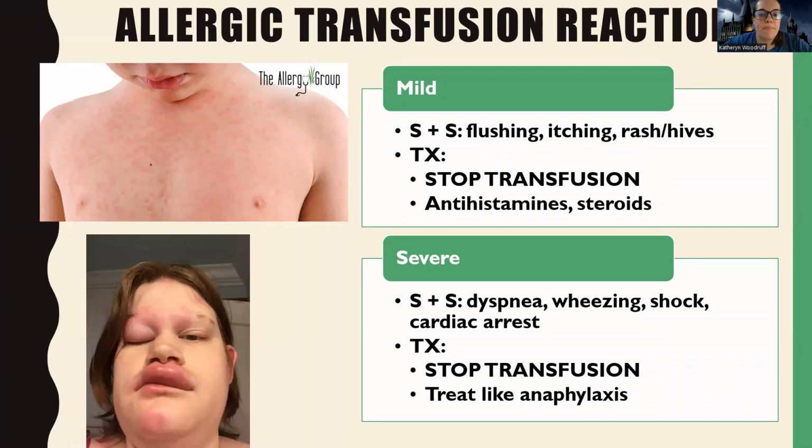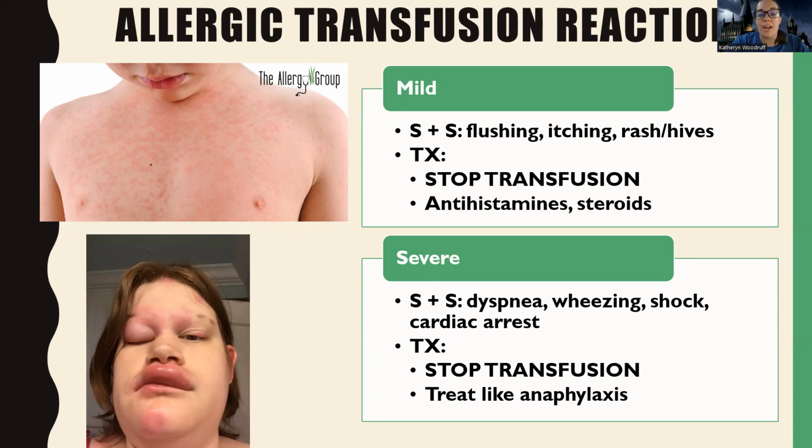We can prevent them from having that reaction with mild. There's also a severe allergic transfusion reaction. Think like anaphylaxis. So they're going to have all those signs like dyspnea, shortness of breath, wheezing, shock. They can go into complete cardiac arrest pretty quickly too. Obviously, we want to stop the transfusion and treat it like anaphylaxis. Give the epinephrine, steroids, albuterol, IV fluids, antihistamines, the whole gamut.